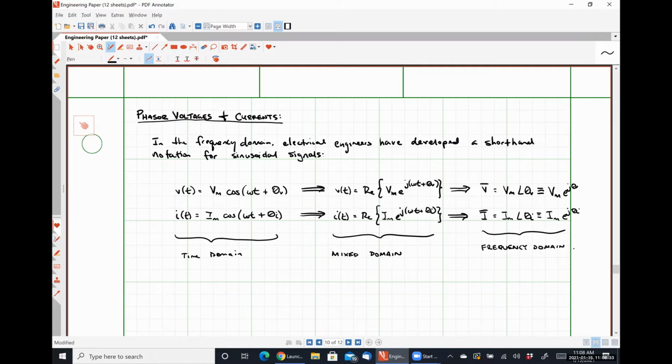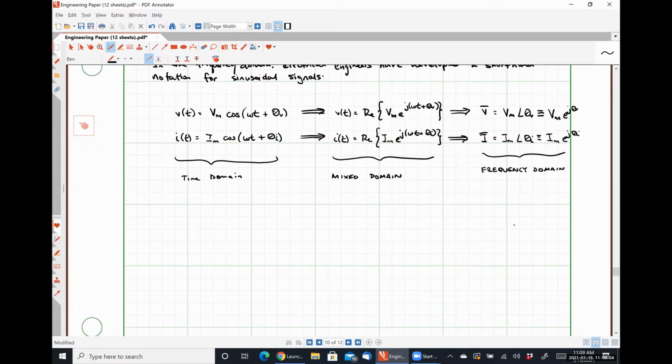So to convert a time domain signal into a frequency domain signal, we simply keep the magnitude, keep the phase angle, and suppress the frequency component. And we're able to do this because we know that if we only have excitation at one single frequency, then due to the nature of the forced response, everything should be at that exact same frequency.